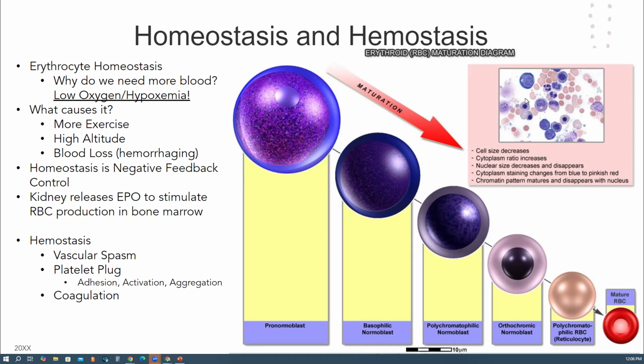The two that people don't really think about is when you go to higher elevation, it's a lot harder for your red blood cells to transfer oxygen and gases. And so you need to have more red blood cells to make up for that. And then when you exercise, same thing.